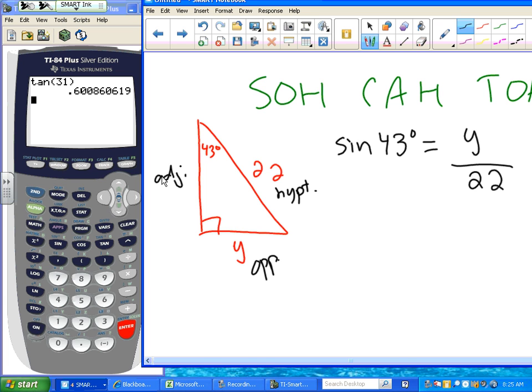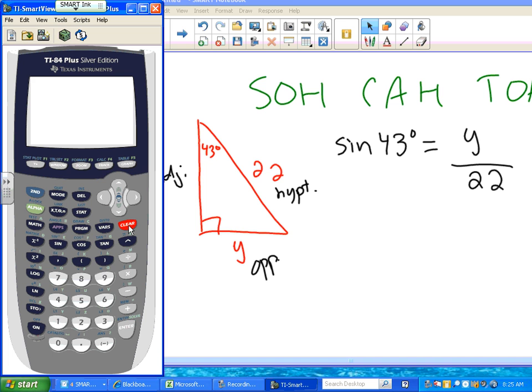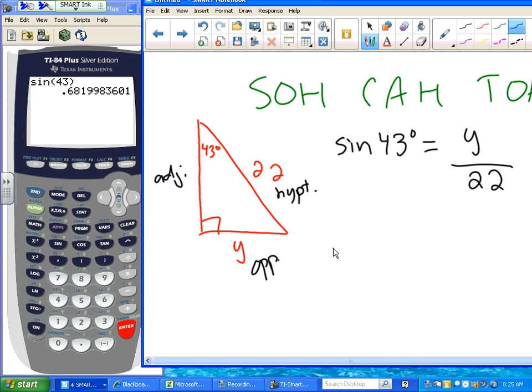Okay, take out your calculators. I want you guys to type in sine, make sure you're in degree mode, of 43. What do we get before I hit enter? Emma H. Did you get that? Good. Awesome. Did everyone get that? Okay. So if sine of 43 is 0.681998, and so on, equals y over 22, you're going to simplify that.